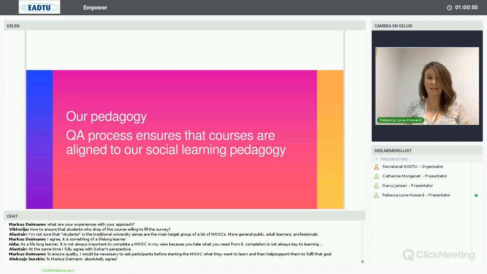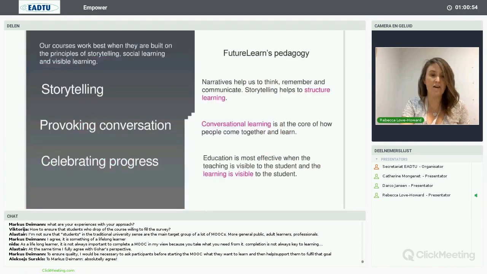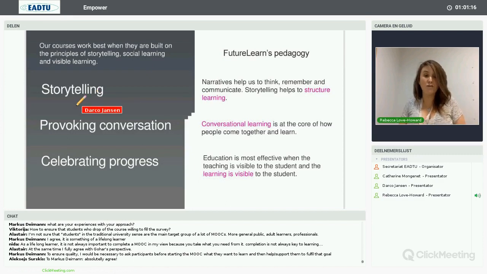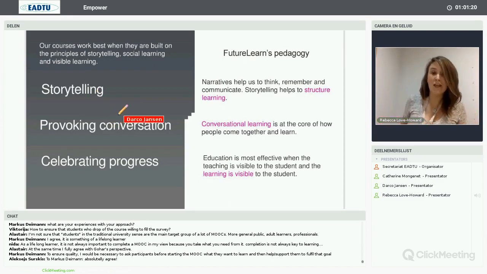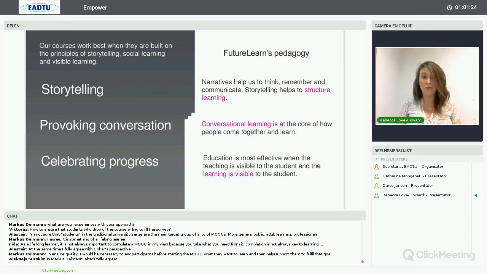Another key aspect that we're quality assuring is our social learning pedagogy, which we have built over the last 5 years around 3 key pillars. First of all, storytelling and narrative, which we think is absolutely key to helping learners remember, communicate and structure their learning. It's a really valuable tool, and something we encourage partners to work with in an ongoing way. Second, provoking meaningful conversation, so encouraging asking questions. That's something we really like to encourage in our online courses, because it's at the core of how learners come together and learn from each other, from the educators, and from all those conversations. And then also a celebration of visible progress is really important, so a learner has a sense of achievement in a sensible place and is motivated to continue.